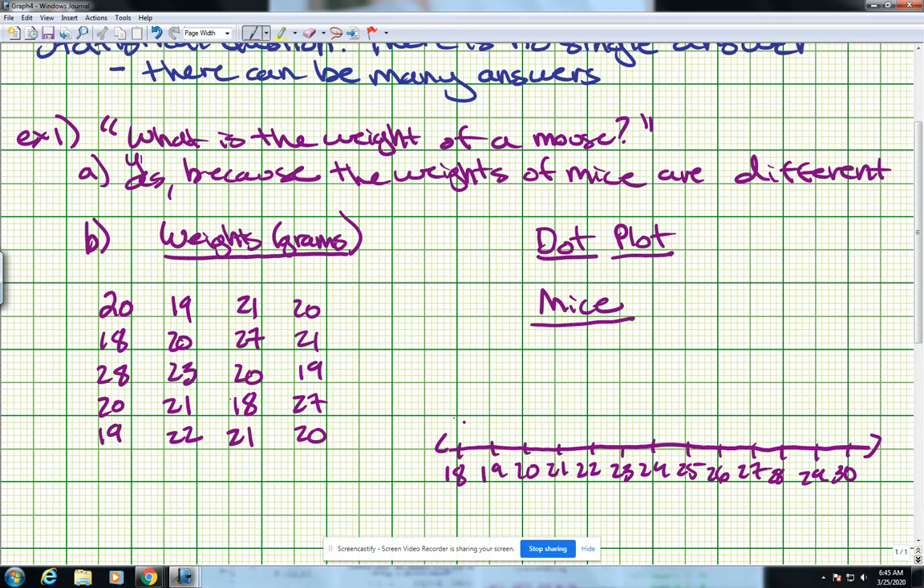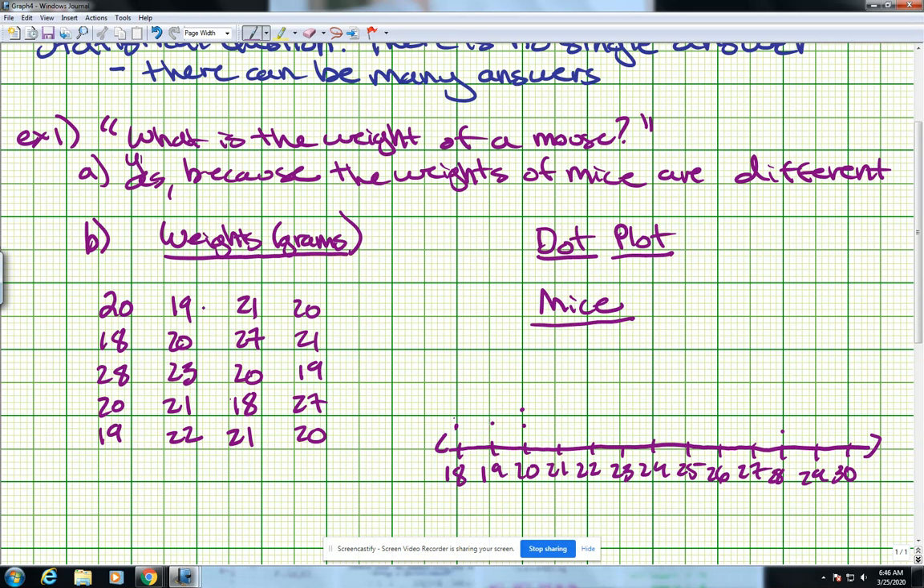So once you've got your tick marks labeled with a consistent pattern or scale, we basically just put dots above the tick mark where these numbers are. So if I see a 20, I'm going to put a dot above the 20. If I see an 18, I'm going to put a dot above the 18. And then you keep going to make sure all of these numbers are represented. I have a 28 and a 20 and a 19. Okay, so here's my second 20. So we just stack it on top of the first one. So basically you're going to make a stack of dots. And then you've got a 19.